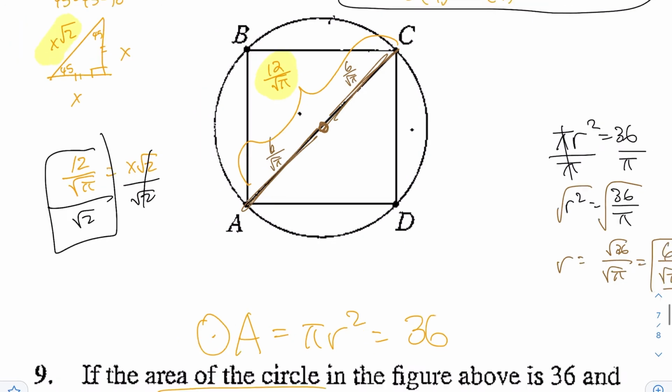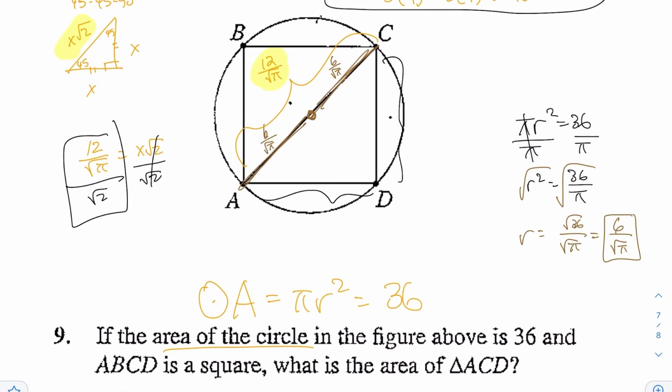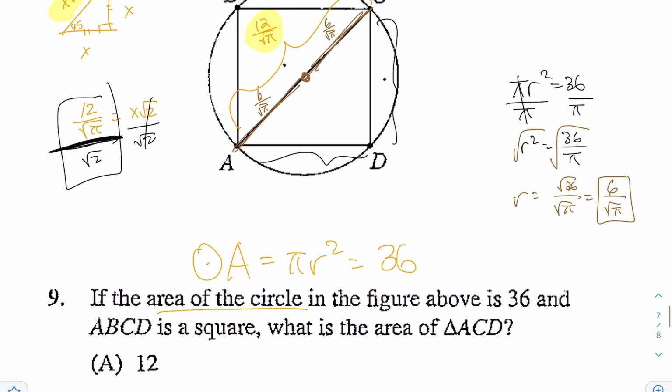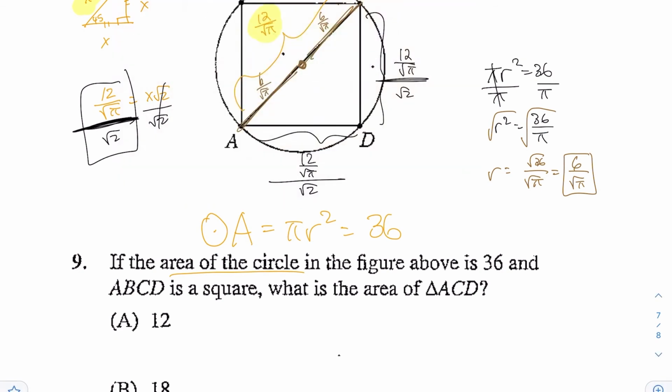Now we want to figure out the area of triangle ACD. So now we have each of these sides. It's 12 over root pi divided by root 2. And here you can actually rewrite this a little better by rationalizing the denominator. Or actually, since you're looking for just the area, it doesn't really matter. The reason why I say that is because you'll be multiplying anyway, and then these square roots will cancel.